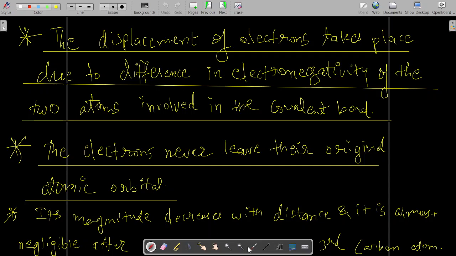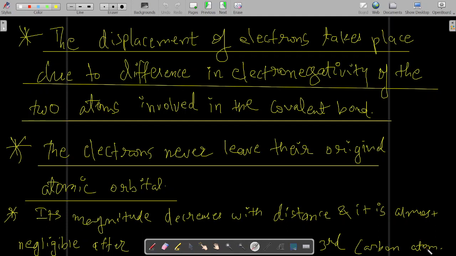The electrons never leave their original atomic orbital. Its magnitude decreases with distance. It is almost negligible after the third carbon atom. I already told you that its magnitude keeps on decreasing.